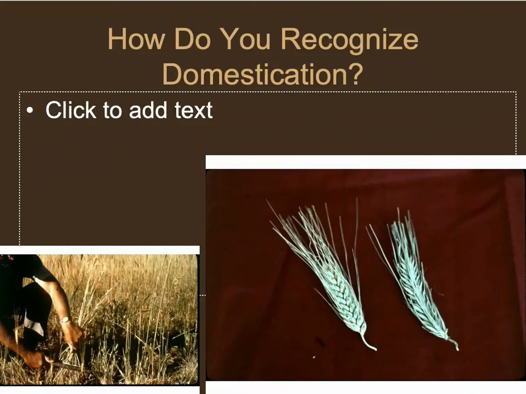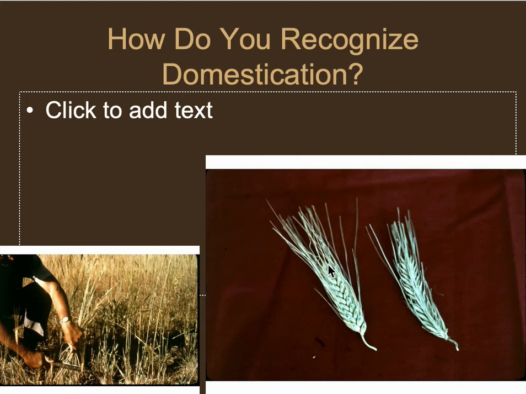Okay, so let's look at some of the changes that take place in, for example, wheat and barley as a result of domestication, and also as an archaeologist, how you would be able to recognize domesticated wheat versus wild wheat in an archaeological site. Okay, well, over here we have two types of barley. Both of these are barley. One is wild and one is domesticated.